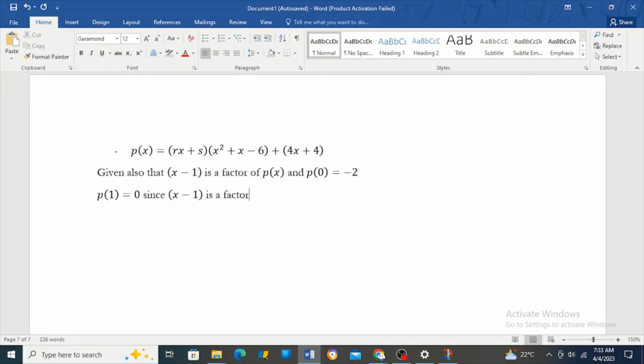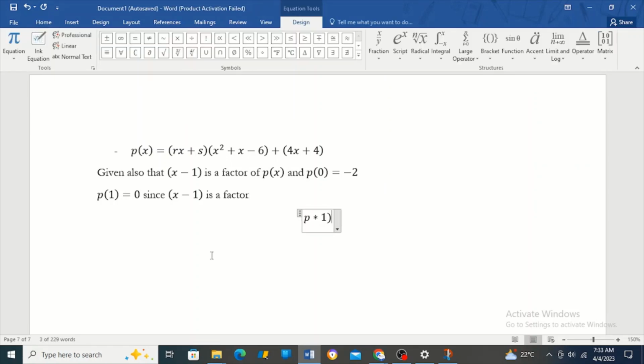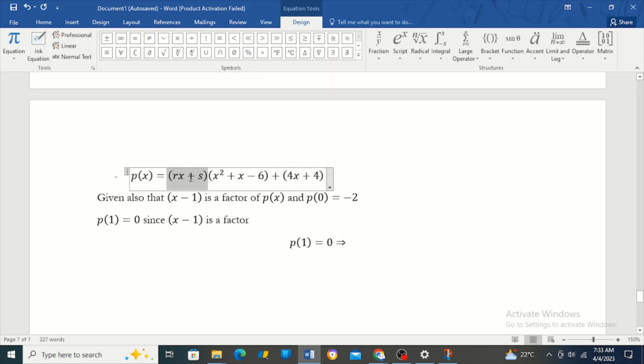Now, having that in mind, we look for p of 1. P of 1 being equal to 0 implies that we need to replace x with 1 here. So we are going to have r plus s times 1 squared plus 1 minus 6. Okay, so we have 1 squared plus 1 minus 6. It's going to give us 2 minus 6, which is negative 4.